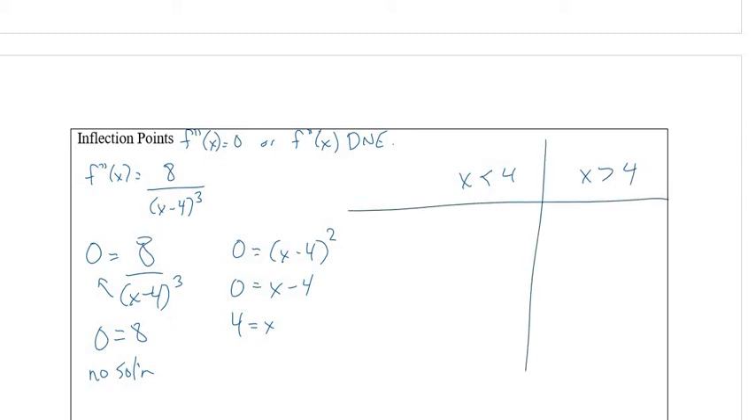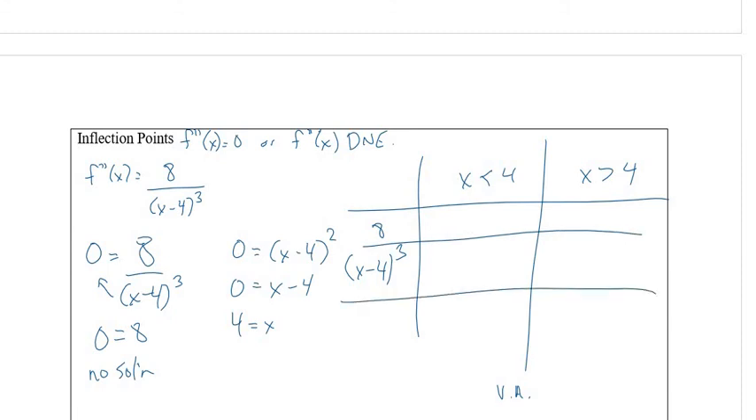So in this case, we know it's already going to be the vertical asymptote there, but we want to look more to see what the concavity is going to look like in each region. So we're going to have 8 over (x minus 4) cubed just from our second derivative. And for that, 8 is always going to be positive. But for (x minus 4) cubed, it's going to be negative, then positive. So that means that for x less than 4, we're going to be negative, or concave down. And then for x greater than 4, we are going to be concave up, or positive.